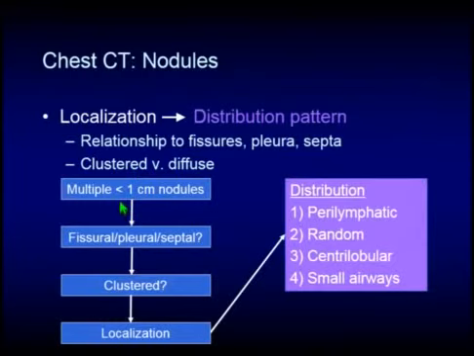So if you're dealing with a small subcentimeter nodular pattern, or a lot of them, the first question you want to ask yourself is, are these nodules on these lymphatic pleural surfaces? Are they on the fissures? Are they on the pleura? Are they on the septa or on the peri-bronchovascular lymphatics? Next question: are these nodules clustered, or are they isolated and you see one at a time? And when you decide on localization, these are the patterns of distribution. So you think of perilymphatic patterns of nodules, random patterns of nodules, centrolobular, meaning it's the center of the secondary pulmonary lobule, or is it more of a small airways pattern?